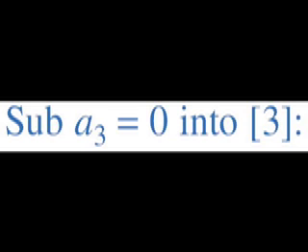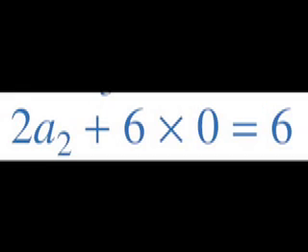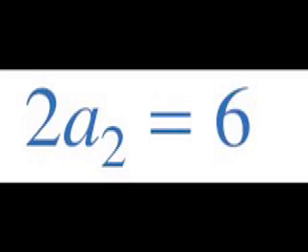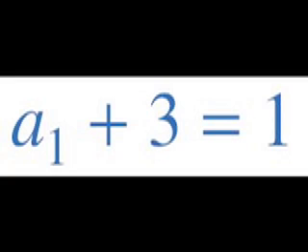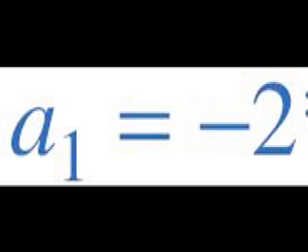We then create equation 5, which combines some of those previous equations, and we substitute a3 equals 0 into it. We get 2a2 plus 6 equals 6, which means that 2a2 is equal to 6, which gives us the coefficient a2 equal to 3. Working back another step, we substitute a2 equals 3 into 5, and we find that a1 plus 3 equals 1, which means that a1 is equal to -2.